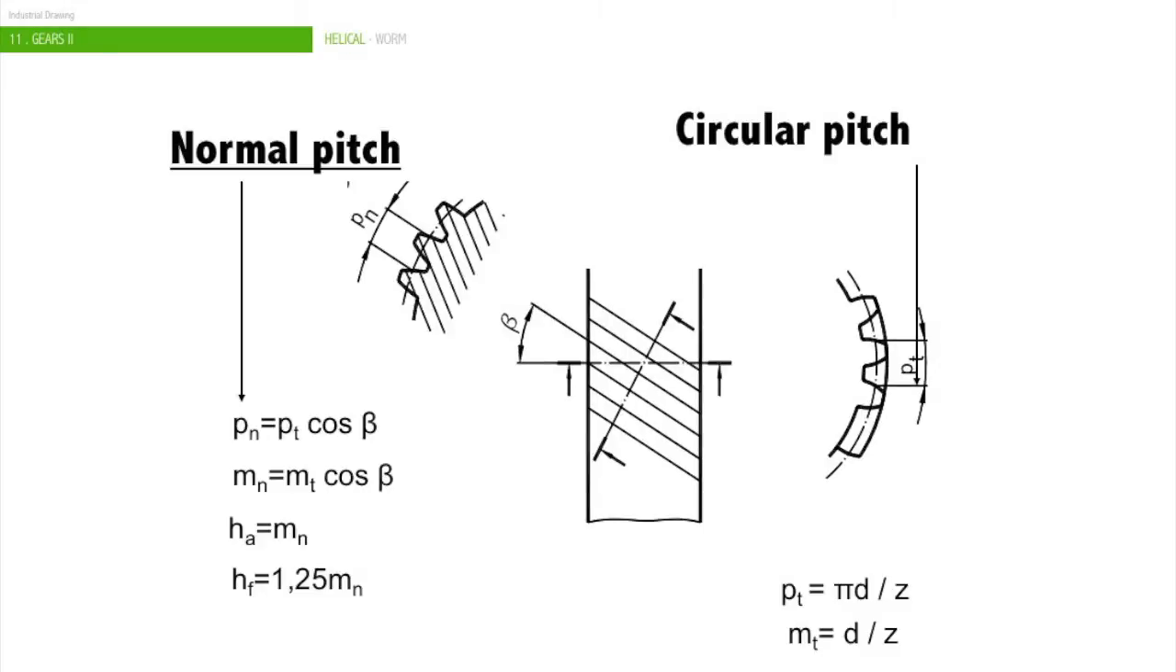But in helical gears, we can get another pitch called normal pitch. We can get the normal pitch by drawing a section with a plane normal to the teeth. We take the distance between two consecutive points over this section, and we call it normal pitch. So we can relate the normal pitch and the circular pitch by means of the cosine of beta. The normal pitch is useful for us to calculate the addendum and the dedendum.